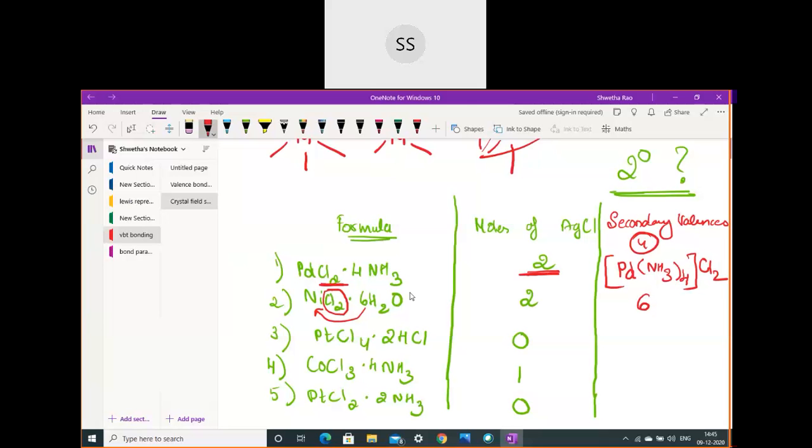What is the secondary valency? Here the secondary valency is 4. Okay, first one, secondary valency is 4. First one answer is 4. Second one answer, 2 is out. Correct, no, this 2Cl is out. So whatever water is there, that will be directly linked to the nickel atom. So the secondary valency will be 6.